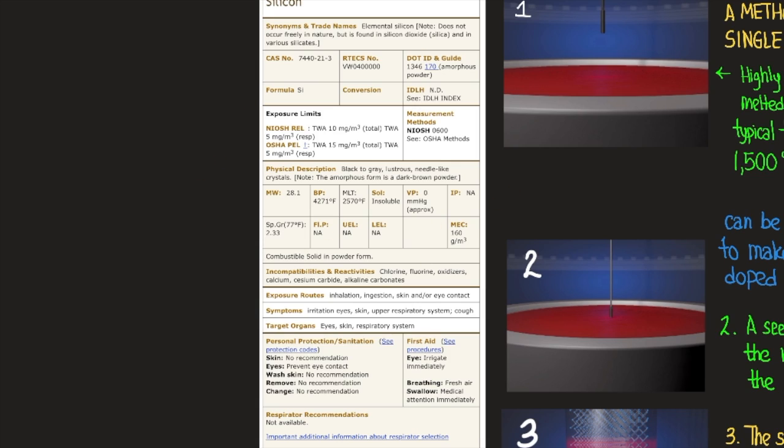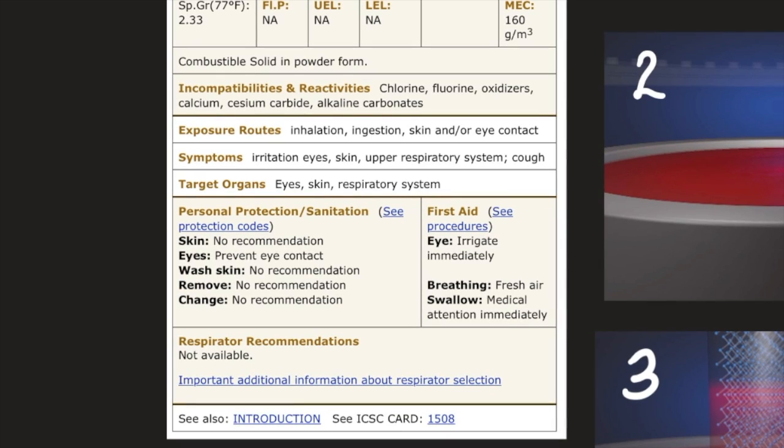Its measurement methods. Physical description is black to gray, lustrous, needle-like crystal. Note, the amorphous form is a dark brown powder. Incompatibilities and reactivities. It reacts with chlorine, fluorine, oxidizers, calcium, cesium, carbide, and alkaline carbonates. Its exposure routes are inhalation, ingestion, skin, and or eye contact. Its symptoms are irritation to eyes, skin, upper respiratory system, and coughing. Its target organs are eye, skin, and respiratory system.